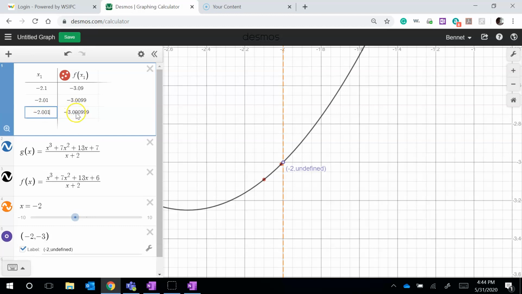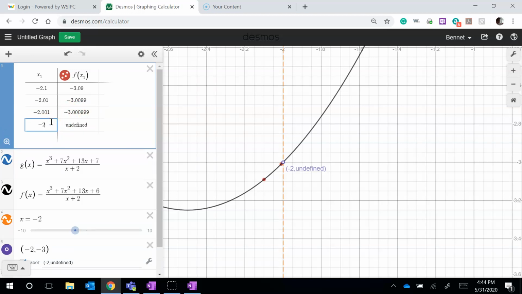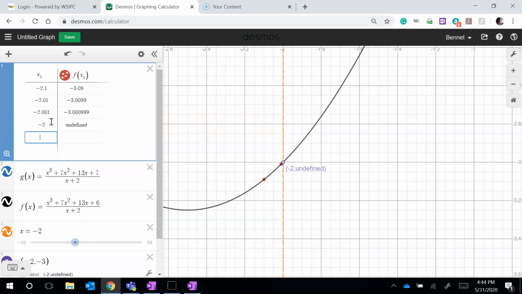Okay, and I see that I gain another 0 here and another 9, but it's getting closer and closer to -3 until exactly at -2, I am undefined. And let's do the same thing on the other side. We'll start in really close. We'll do -1.999, 1/1000th away from -2 on the other side.